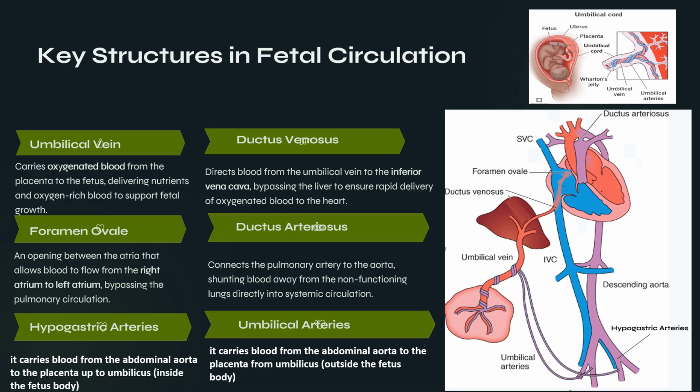Both structures are carrying the deoxygenated blood from the fetus body, and it is reaching the placenta for purification. Actually, the placenta is the center where oxygenated blood and deoxygenated blood are exchanged. I mean, deoxygenated blood is changed into oxygenated blood. Okay, this is about fetal circulation.